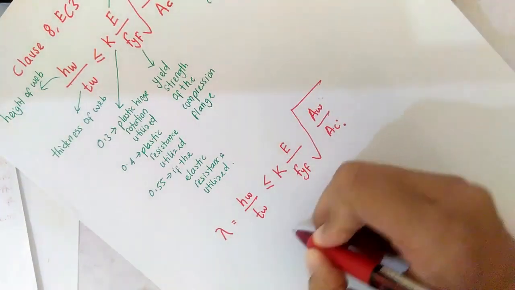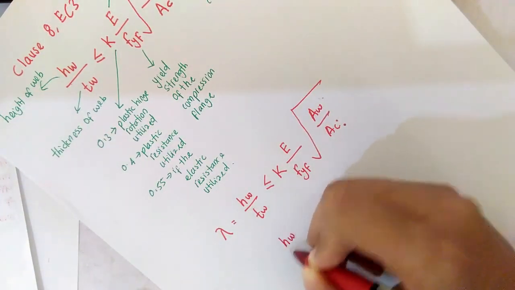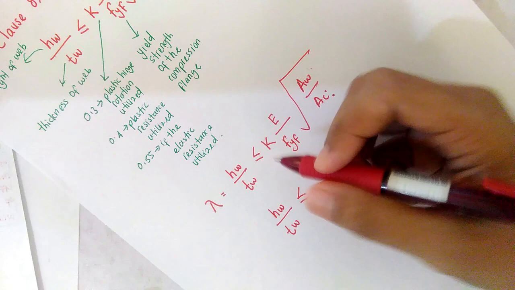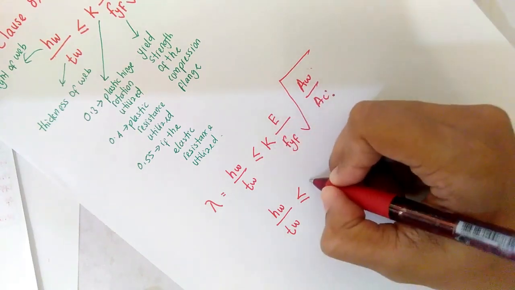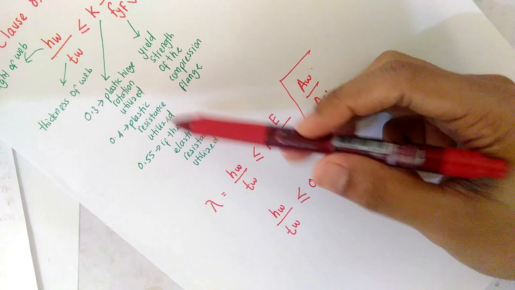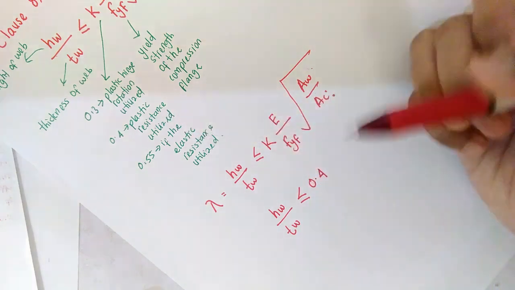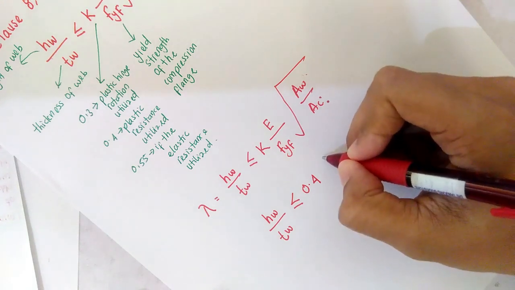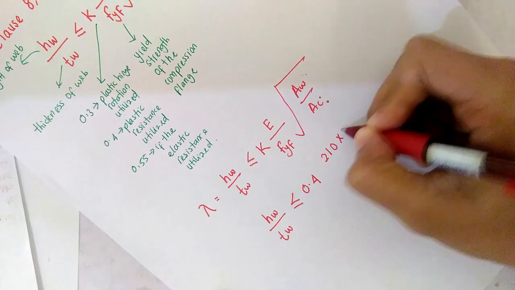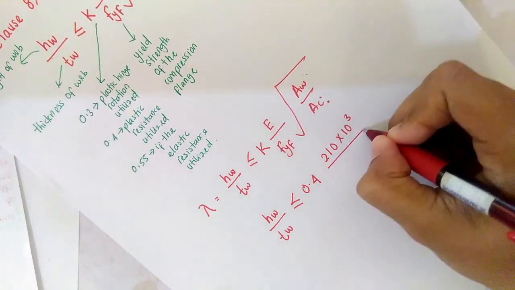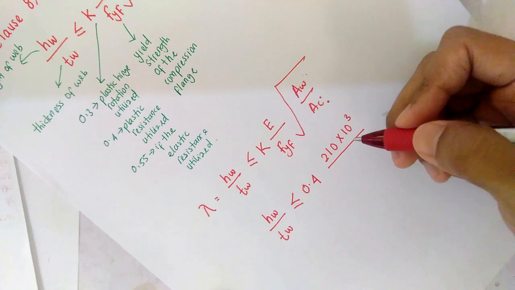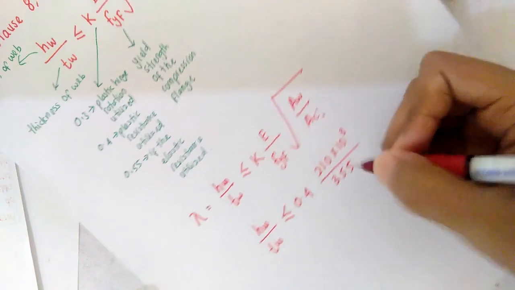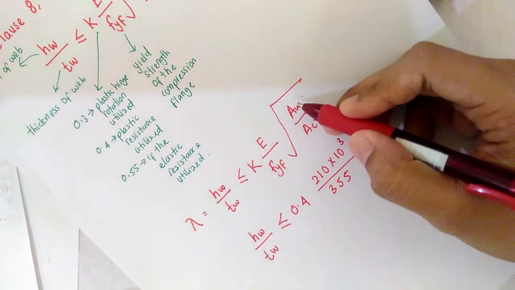Therefore, you will have hw over tw lesser than, where K we choose as 0.4, which is the plastic resistance utilized. Your E is given as 210 times 10 to the power of 3, over your yield strength. The grade is S355, so it is 355, and then here the square root of Aw over Ac.